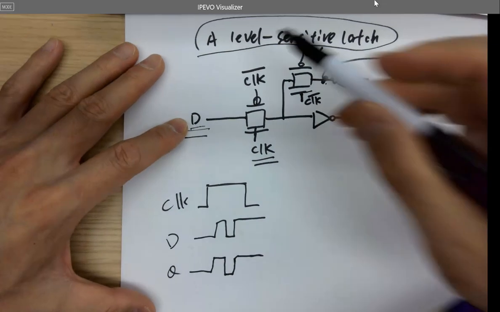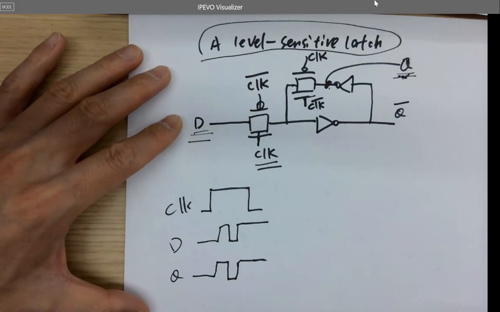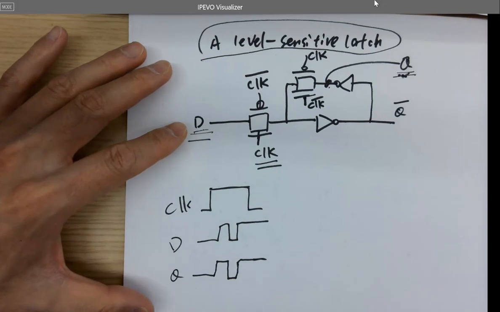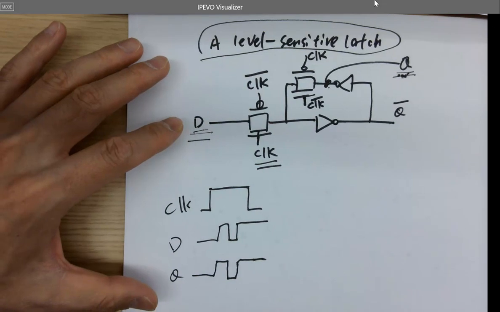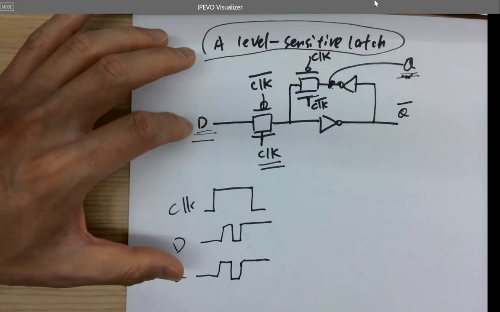Make sense? That's why it's level sensitive. It's level triggered. It's not edge triggered, which is not ideal. A lot of times we're going to use level trigger, which is not tolerant to the changes of the data, which may happen.